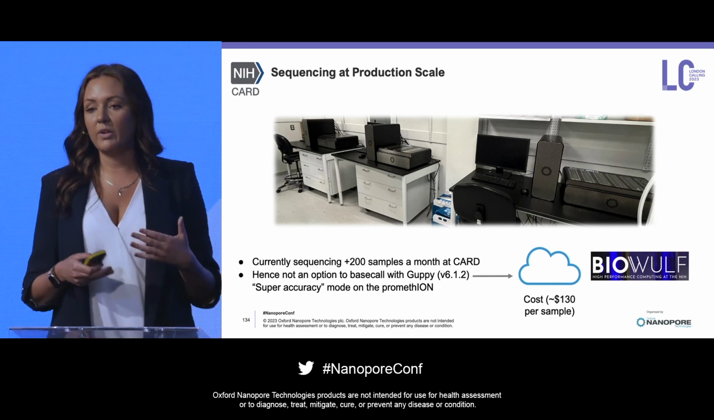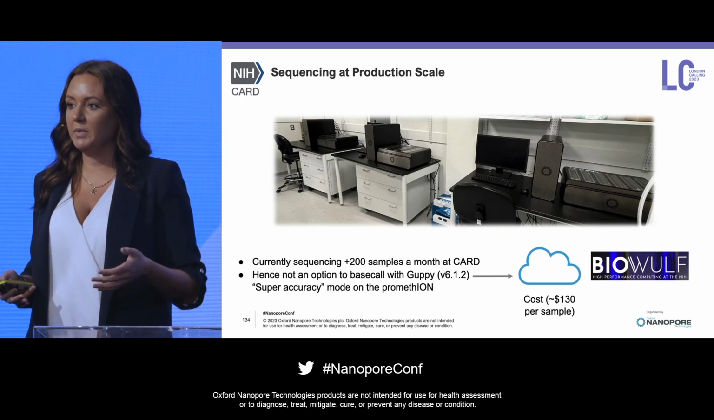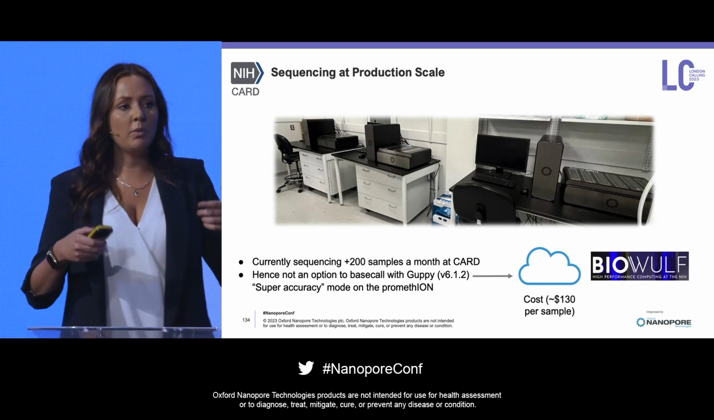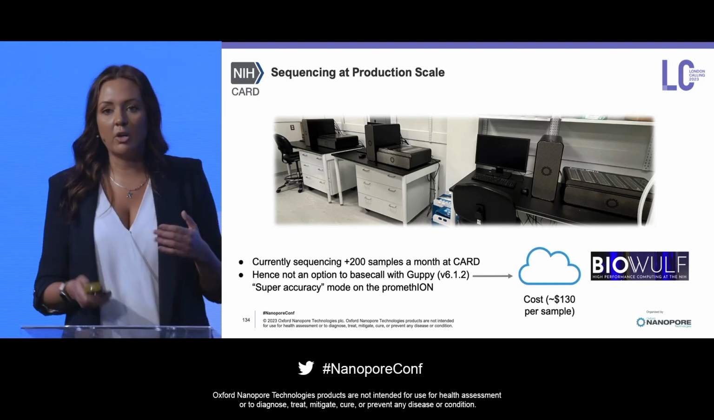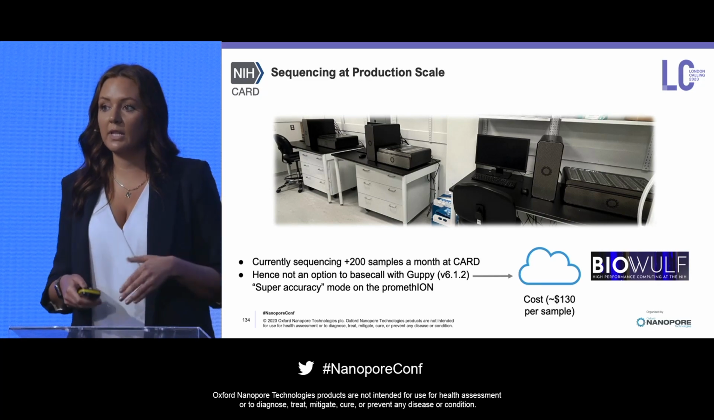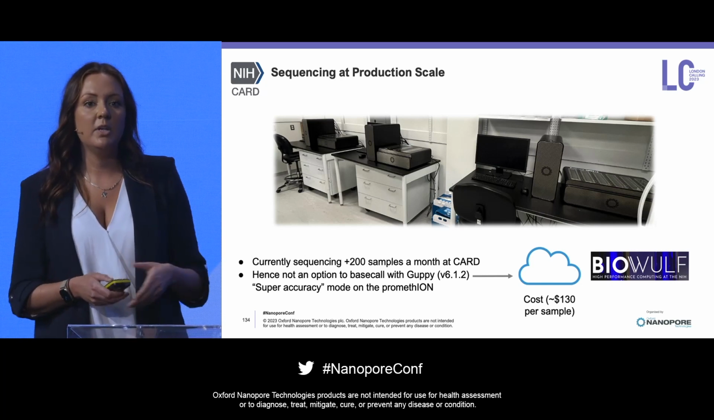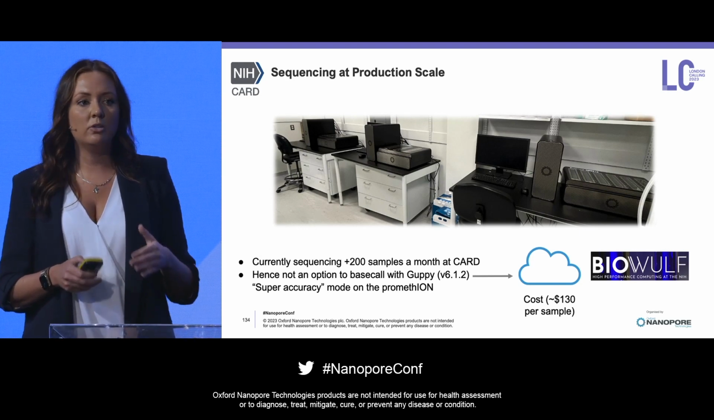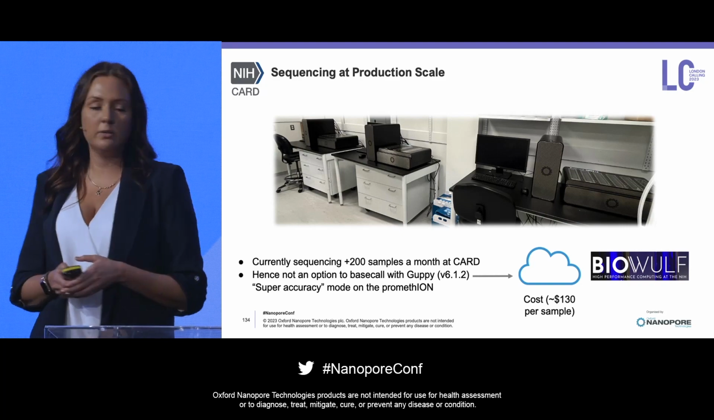But obviously, one of the downsides to sequencing at that scale is it's not possible to do the base calling on the machine, especially because we use Guppy in super accuracy mode. So once we sequence our samples, we push the Fast5s off the sequencer, and then we've got a couple of options on where we can do the base calling. We can do it on Google Cloud, and there's been a lot of effort from our data science team to optimize that protocol. For the base calling now, it's about $130 per sample to do it on Google Cloud, which is about £100.